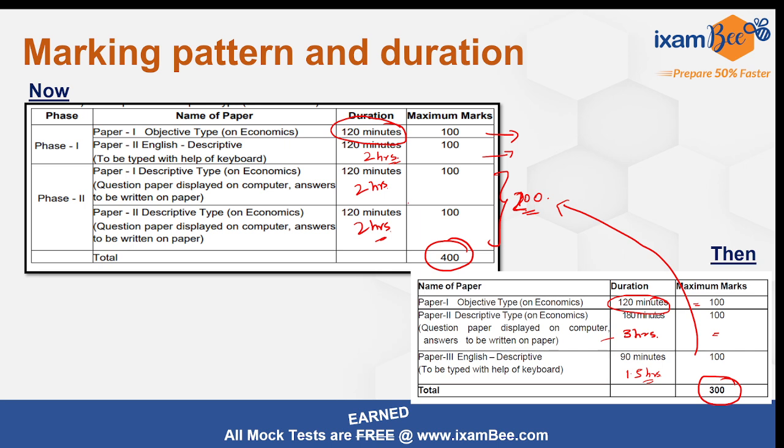So these were the major changes that have happened in your exam pattern that you have to take note of. You will have sufficient time to prepare for your descriptive economics. There is a gap of almost more than 1.5 months between your phase 1 and your phase 2 exam, and as of now you have a full 2 months to prepare for your phase 2 exam also.